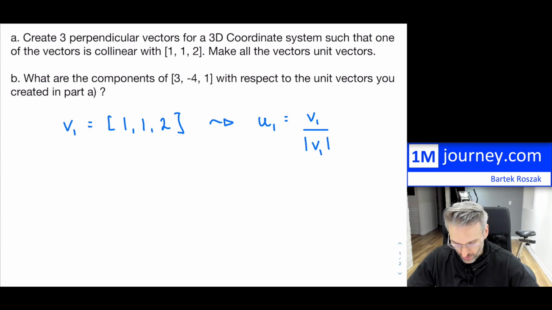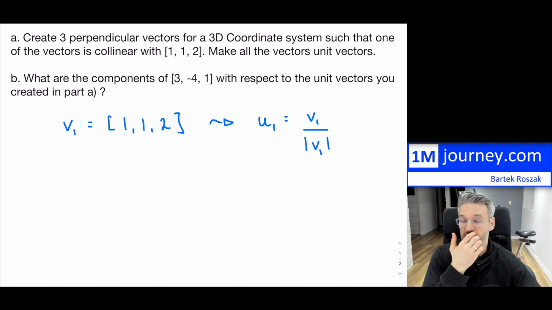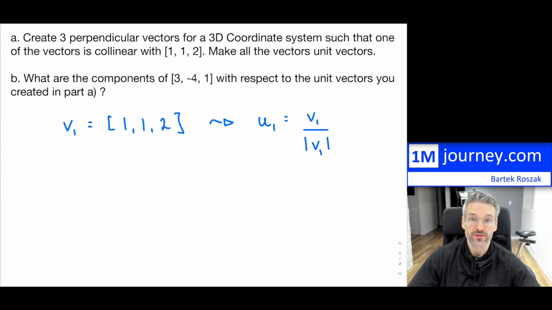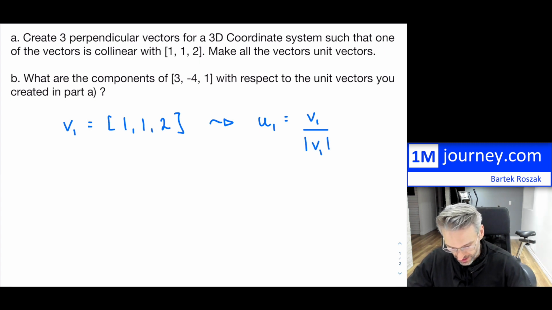Now, if I want a perpendicular vector to this, I can use the dot product, because I know that between 2 vectors, if the dot product is 0, then the angle between those 2 vectors is 90 degrees, which makes them perpendicular. And that makes my life a lot simpler. Now, this vector is not very complicated, and it's in 3 dimensions.